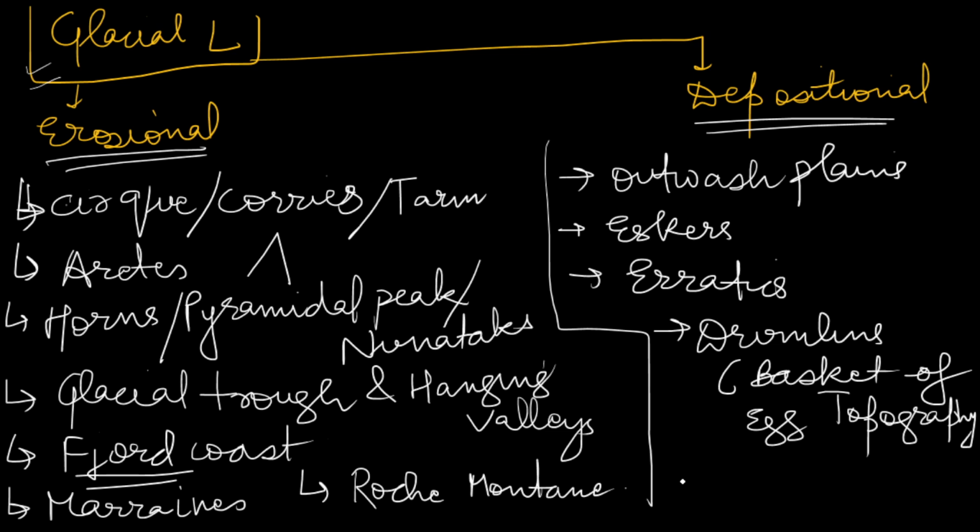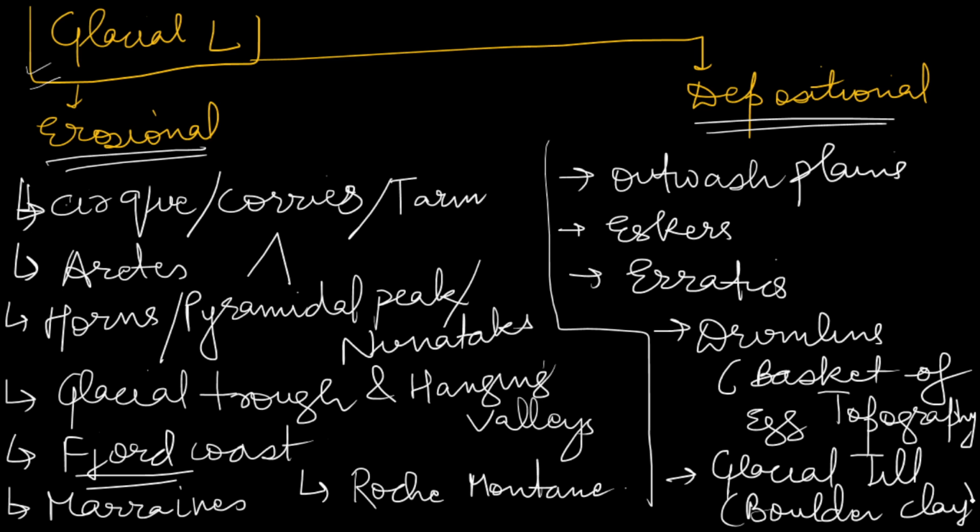And you will also find glacial till, which is also known as boulder clay. So these are the erosional and depositional landforms found in glaciers. So this was about glacial landforms. Now let's move to the aeolian landforms.